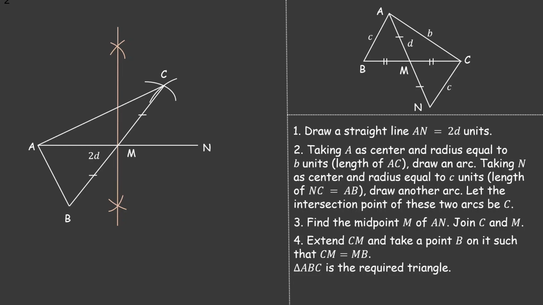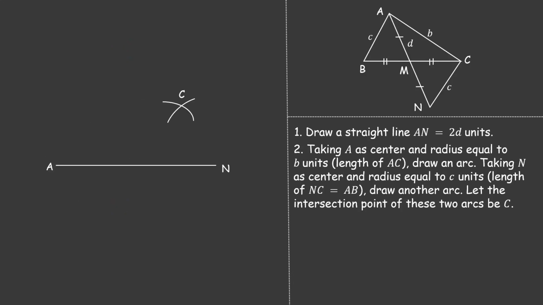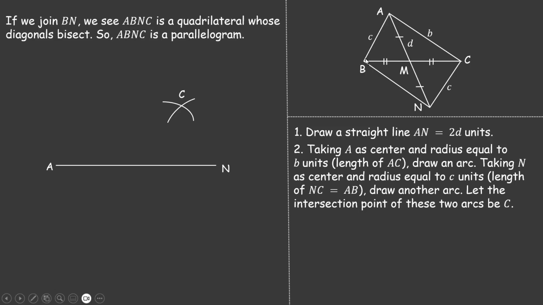Now this is not the only standard way of construction. We can have multiple ways. Let us look at one alternative way to construct the triangle. So after we get the vertex C, what we can do is, if we just join BN over here, then we'll see that this quadrilateral ABNC has diagonals bisecting each other. AM is equal to MN and BM is equal to MC, right? So this ABNC is a parallelogram.